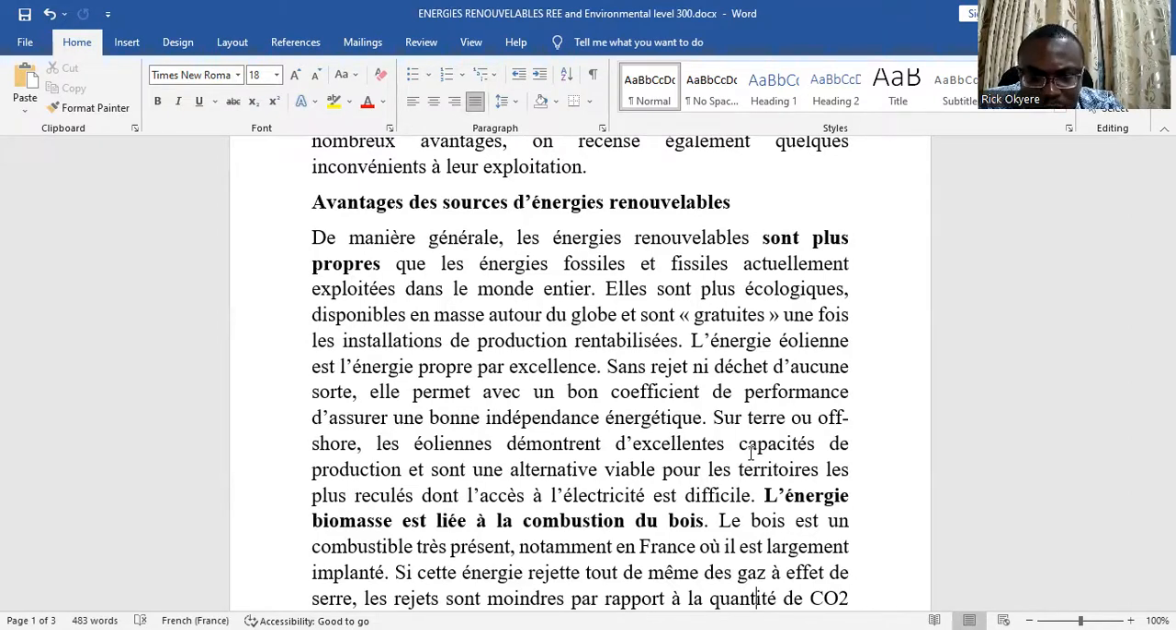Le bois est un combustible très présent, notamment en France où il est largement implanté. Okay. So in France, you have a lot of trees planted. You realize that a lot of places where we have bushfires is partly because there are a lot of forests. All right. So that's why we say le bois est très combustible. Okay, because it's easy for it to catch fire.